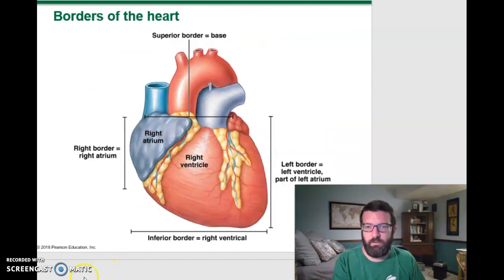It's the point. And here you can see that at the base on top is where the great vessels either enter or exit the heart. So you might say that it's all about the base, no apex.